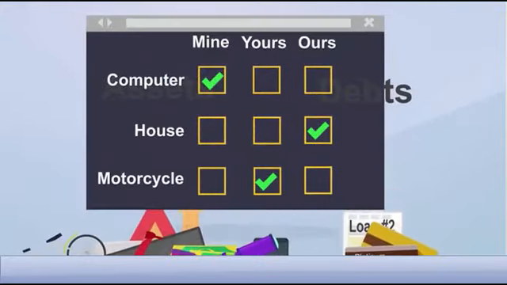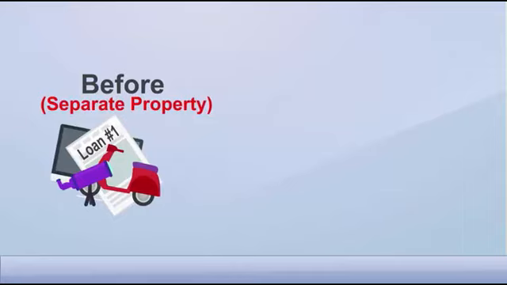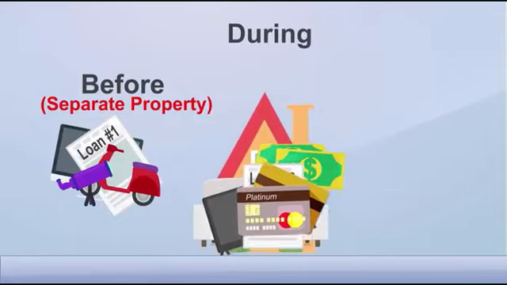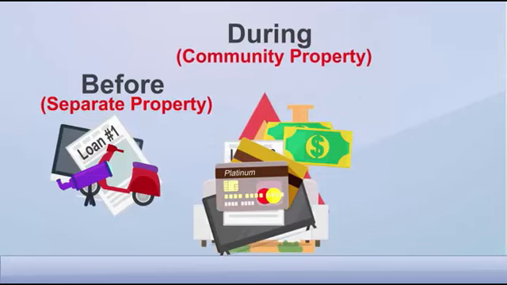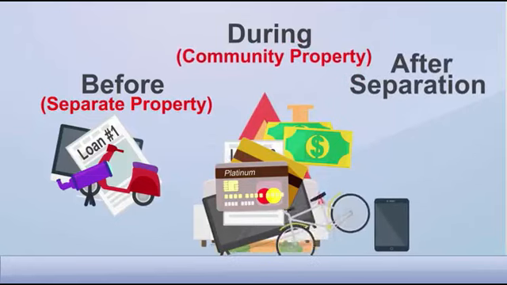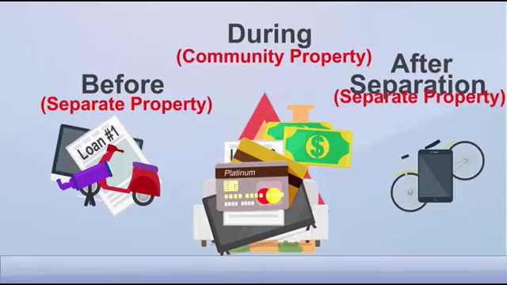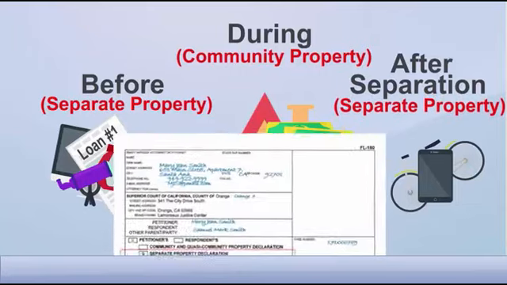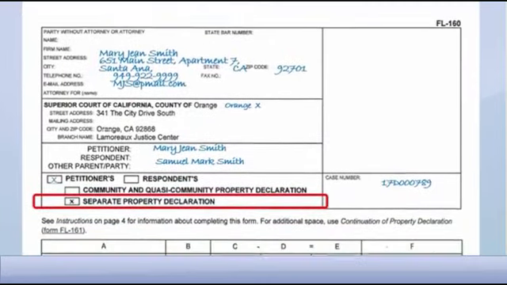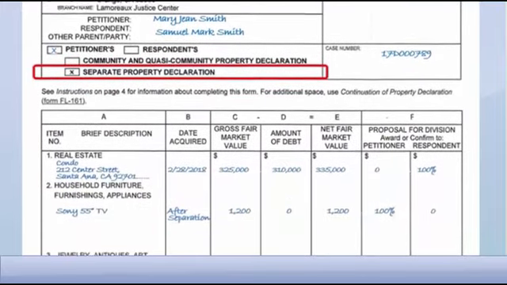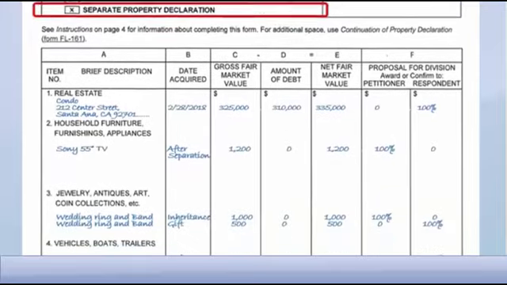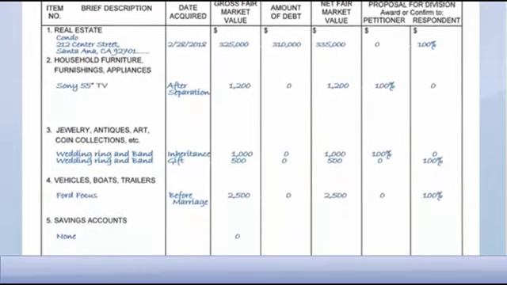Items that were acquired before the marriage or domestic partnership are considered separate property. Items acquired during the marriage or domestic partnership are considered community property, and items acquired after the date of separation are also considered separate property. On the separate property declaration form, include all assets and debts acquired by you or your spouse or domestic partner before the marriage or after the date of separation.